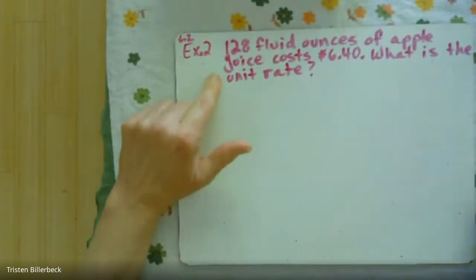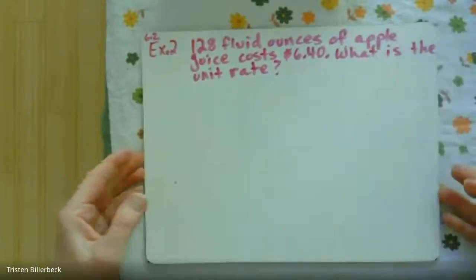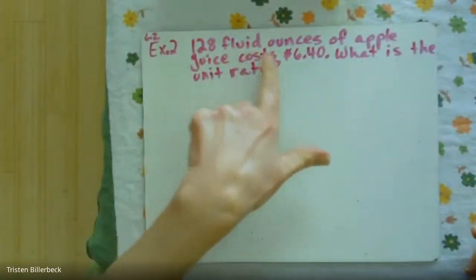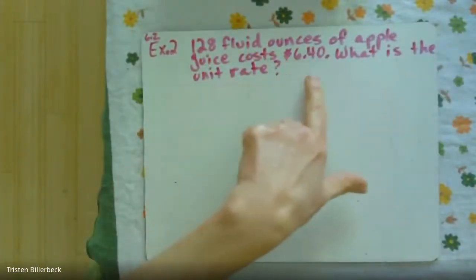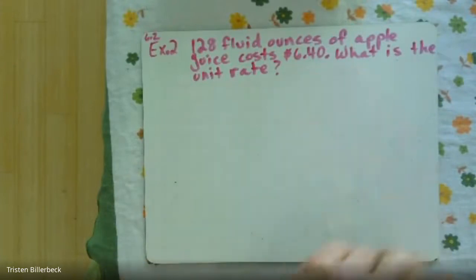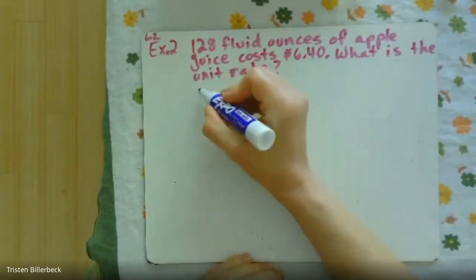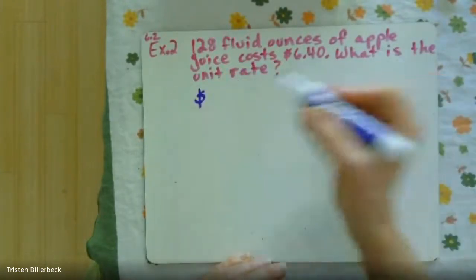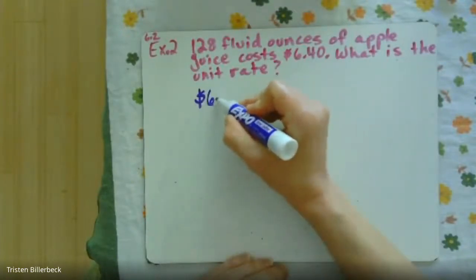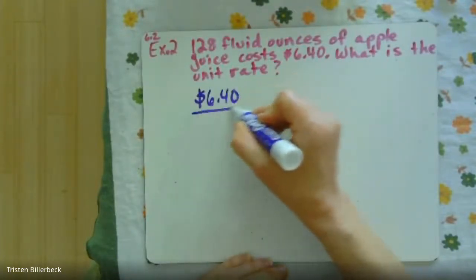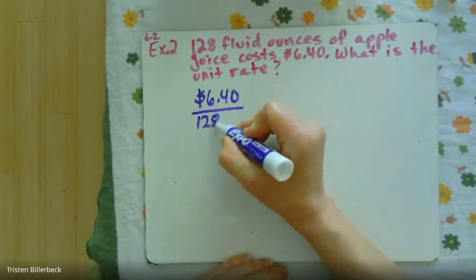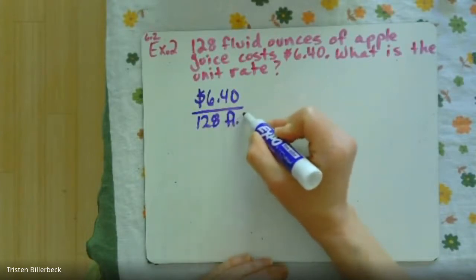Now let's look at fluid. 128 fluid ounces of apple juice cost $6.40. What's the unit rate? We want to find dollars per fluid ounce. So we have $6.40 over 128 fluid ounces.